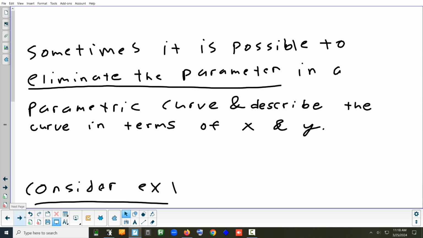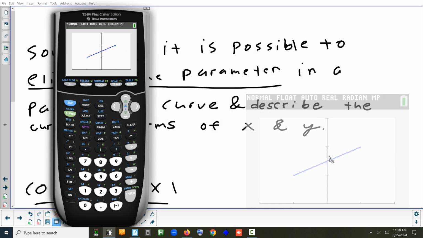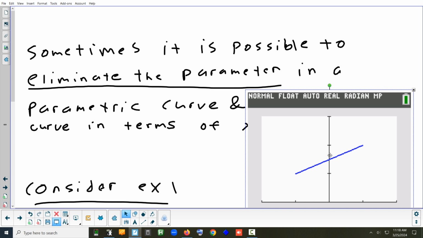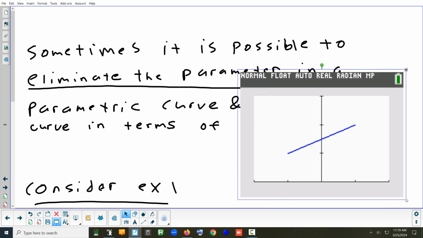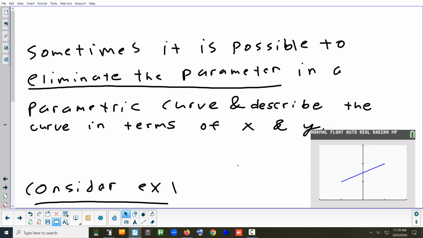Let's do the one we just did. What I need to do first, though, is I want to save a good copy of this graph. That's what it's supposed to look like. I'll just put that right there.